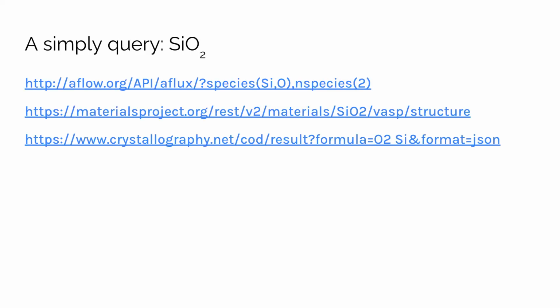Okay. So just again, a quick example to emphasize the point about different syntax and different practical issues. Let's say you wanted to find crystal structures of silicon dioxide in 3 semi-randomly chosen databases. For example, AFlow, Materials Project, and COD. So these 3 URLs are what you would need to give to whatever client you're using to access this data, whether it's your browser, or some command line tool, something that can do HTTP, basically.